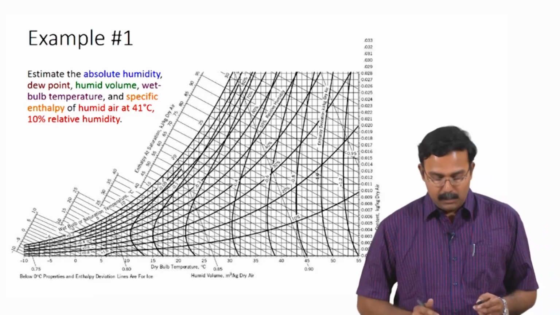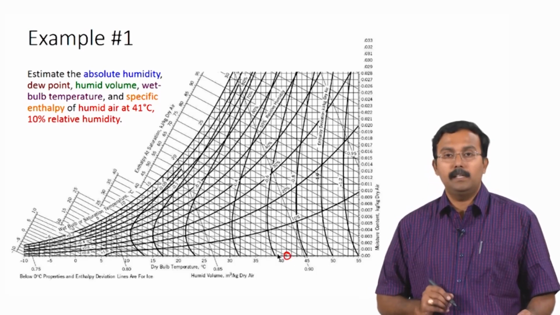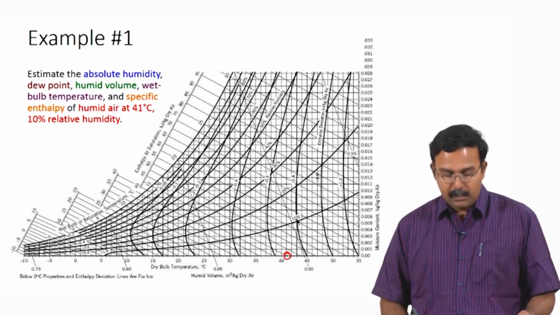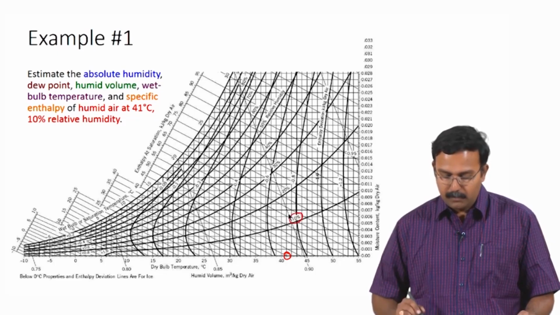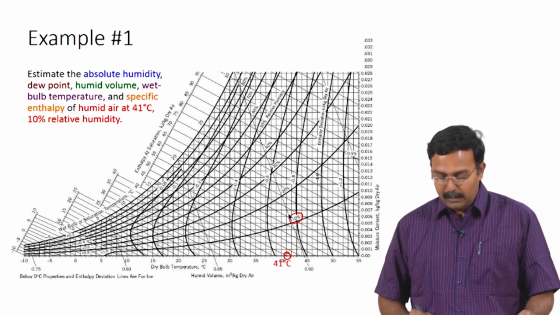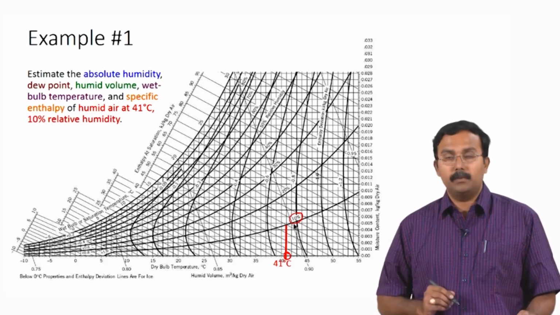41 degrees Celsius. So, 41 degrees Celsius is here, 40 plus 1, 41. So, this would be the point which is 41 degrees Celsius. So, let us draw a line from 41 degrees Celsius all the way to the 10% relative humidity curve, which is this curve. So, for this particular curve we have this as the line 41 degrees Celsius and we have drawn a line all the way to the 10% relative humidity.